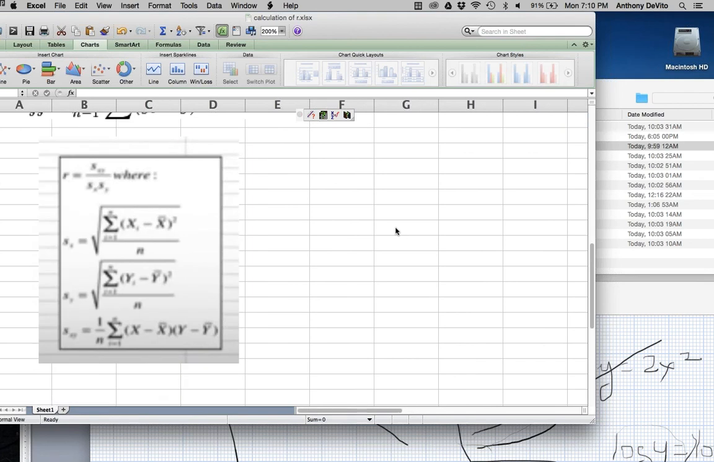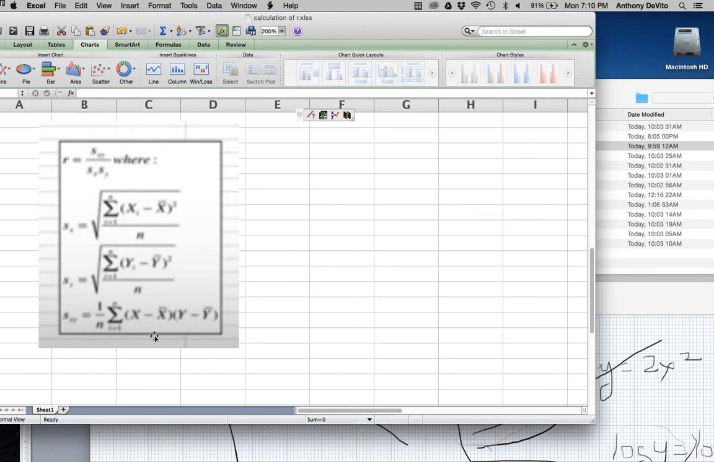Was I supposed to divide by n? I took the square root of the x minus x-bar squared divided by n. I took the square root here. Did I take the square root there? I did take the square root there, right?